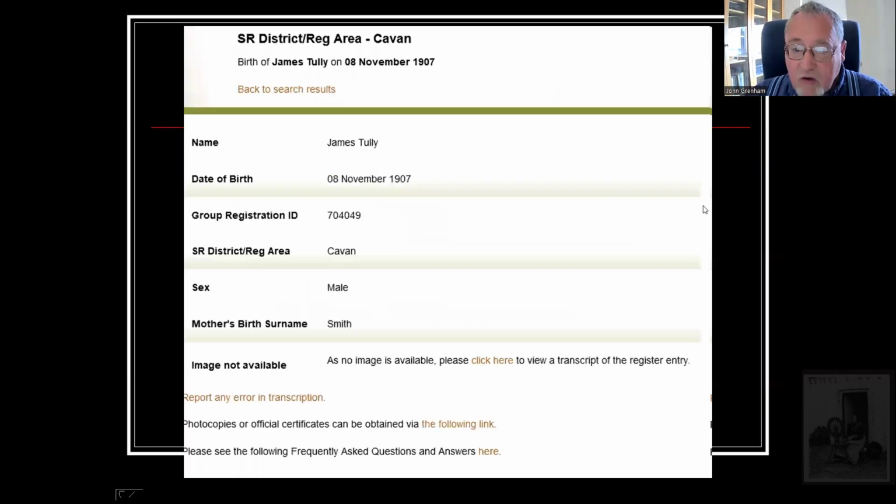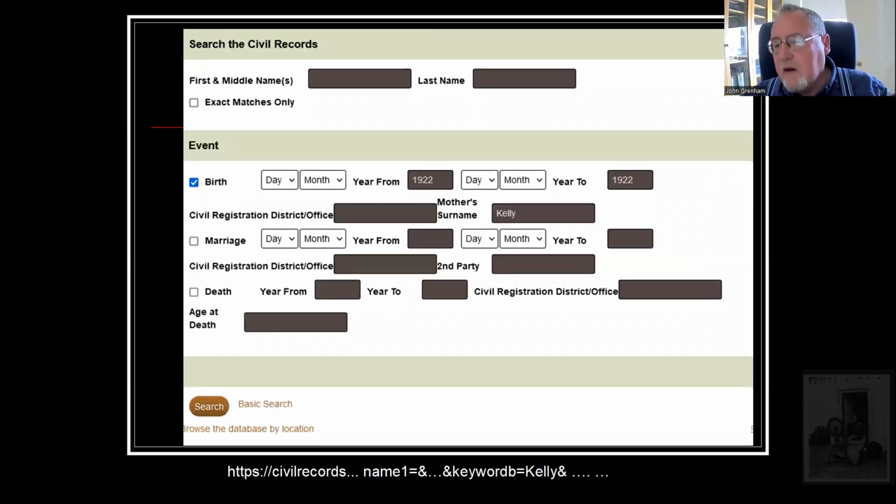If you go in and look at it, there's no image available. There's a full transcript. There's no sign of a Kelly anywhere in it. I'm not sure what's happening here. I think this might be a late registration. That basically the system is having a slight nervous breakdown and throwing up anomalies. Okay. Also, let's find a different socket to put our fingers in. This is the most recent one, 1922 to 1922.